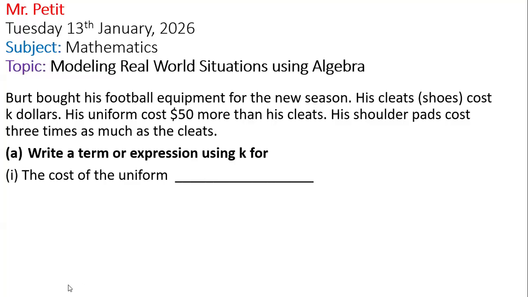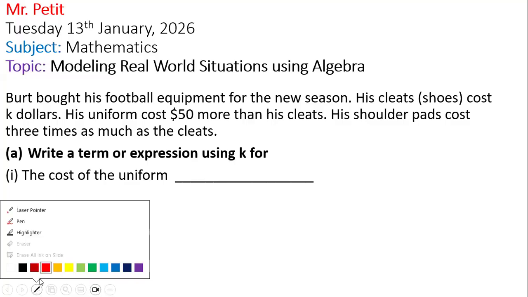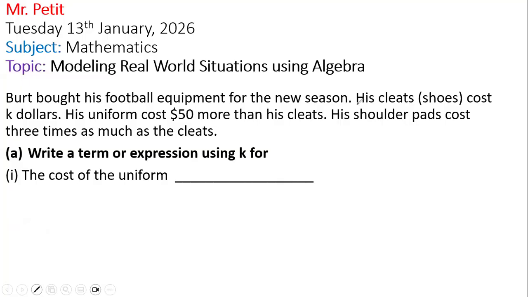So first of all, let's go line by line. How much is for his cleats or his shoes? His cleats cost $K. Okay, so let's write this down. When we say cleats, we're just basically talking about an athletic shoe, right? So his cleats cost K dollars. What do we mean by K dollars? What do y'all mean by that?